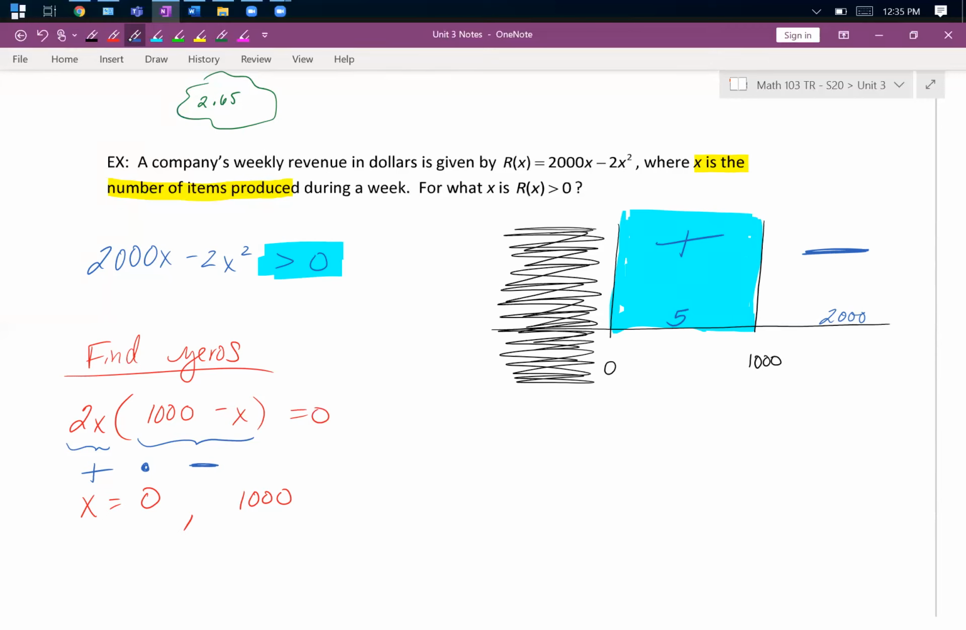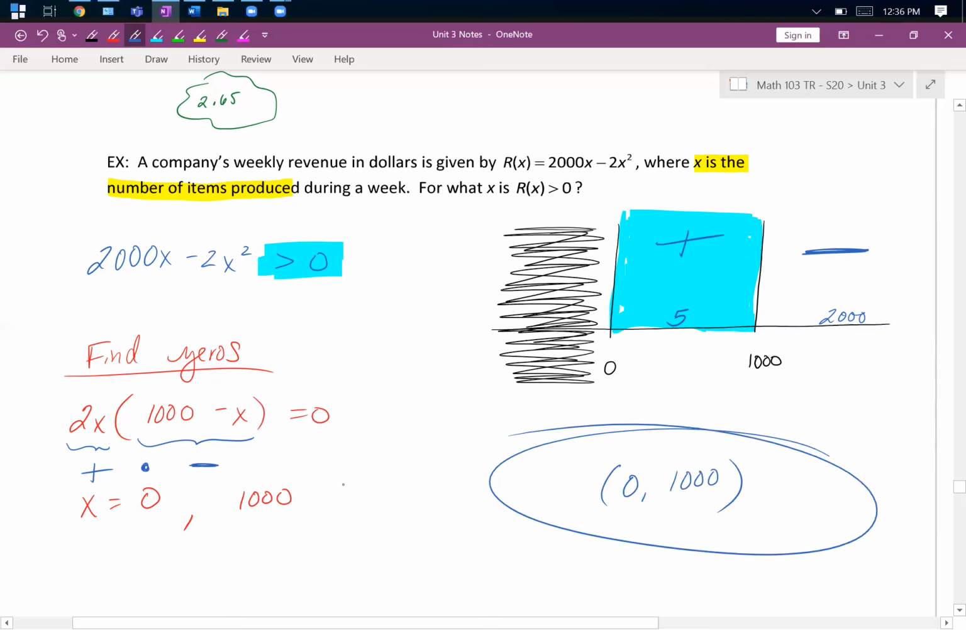Not including our endpoints. We're going to get 0 to 1000. Questions, anybody?